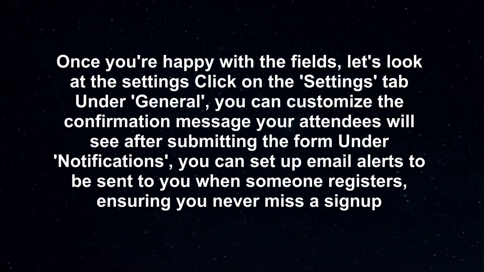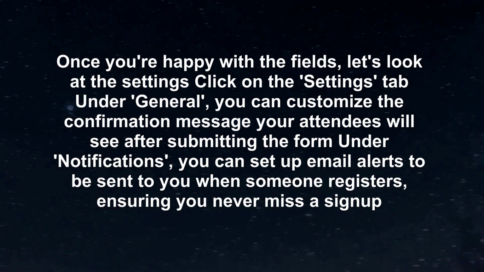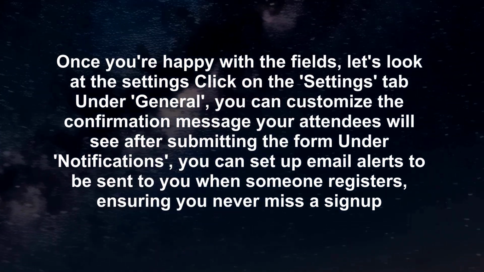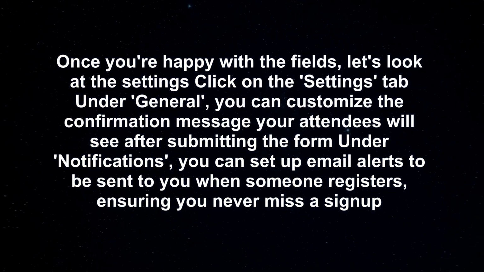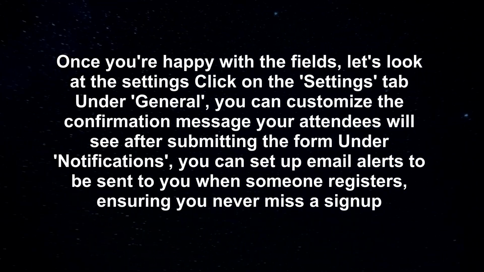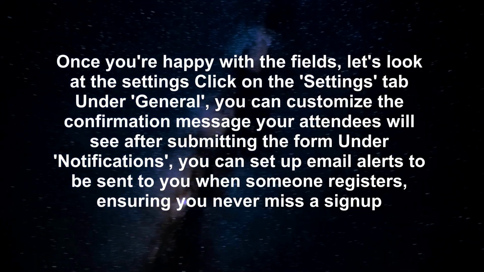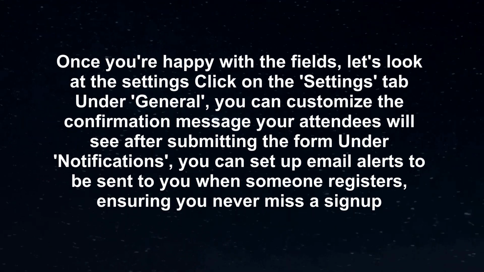Once you're happy with the fields, let's look at the settings. Click on the Settings tab under General. You can customize the confirmation message your attendees will see after submitting the form under Notifications. You can set up email alerts to be sent to you when someone registers, ensuring you never miss a sign-up.